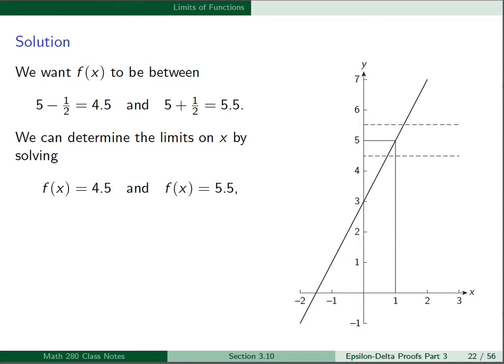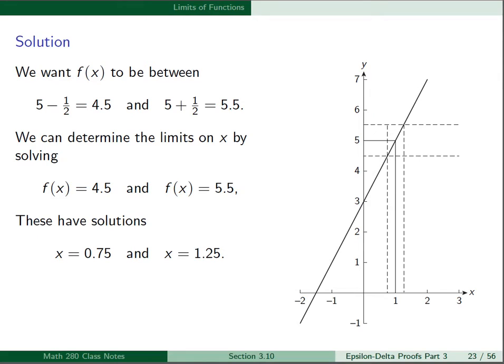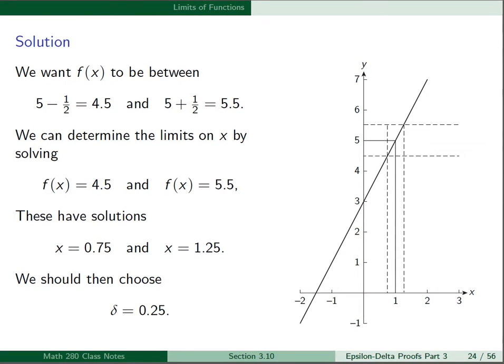We can determine the limits on x by solving the two equations f of x equals 4.5 and f of x equals 5.5. These have solutions x equals 0.75 and x equals 1.25. We should then choose delta to be 0.25. Delta is going to be the distance between 1 and each of our two limits, 0.75 and 1.25.